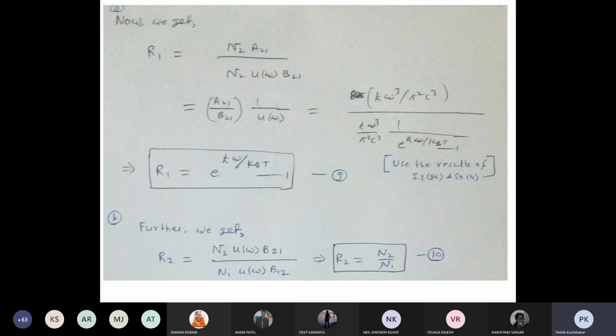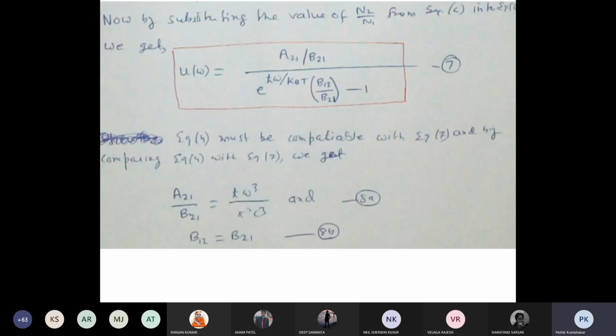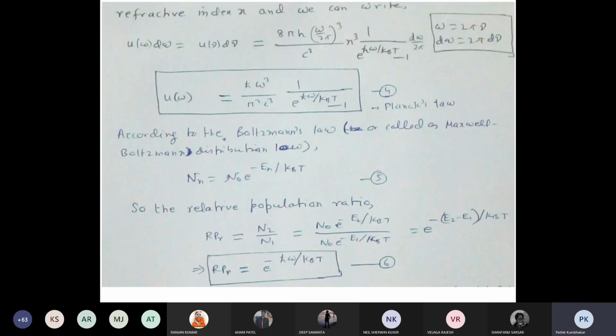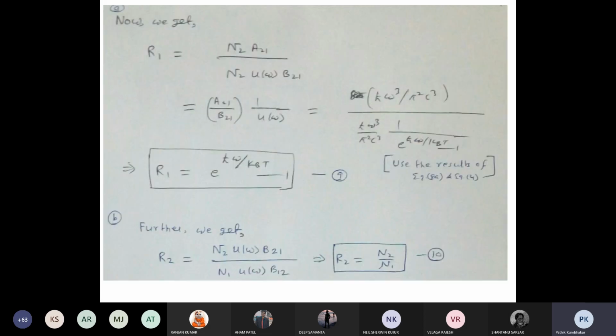Now let us calculate the expression for R2. R2 is the rate of stimulated emission, that is N2 U omega B21, divided by the rate of absorption, that is N1 U omega B12. Now B21 is equal to B12, so R2 becomes N2 by N1. If you follow this diagram, you can easily understand that R2 is less than 1 in ordinary systems. N2 is less than N1, so R2 is always less than 1. So we got these two quantities.